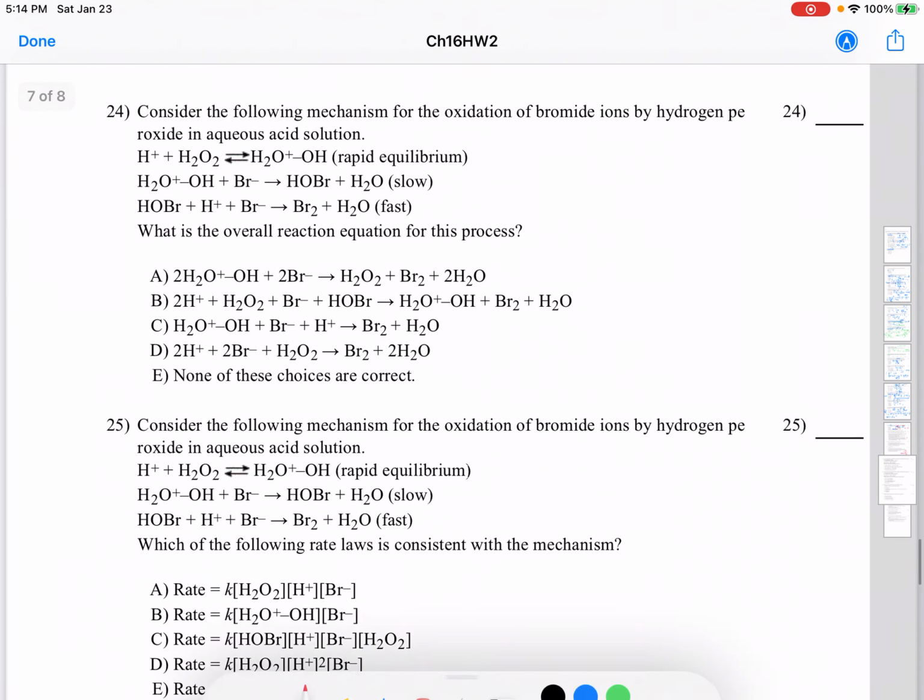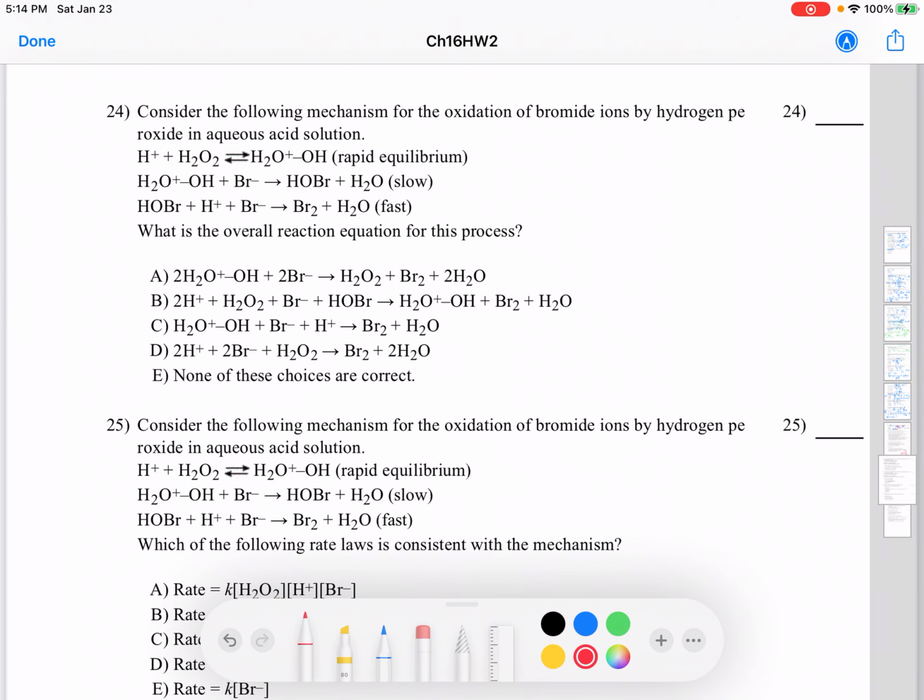24. Consider the following mechanism for the oxidation of bromide ions by hydrogen peroxide in aqueous acid solution. We are given three reactions, three elementary steps. What is the overall reaction for this process? How do you find the overall reaction? Basically, you add these three together. When you add up, we have H plus here, H plus here, which will make it 2H plus. And then we have H2O2.